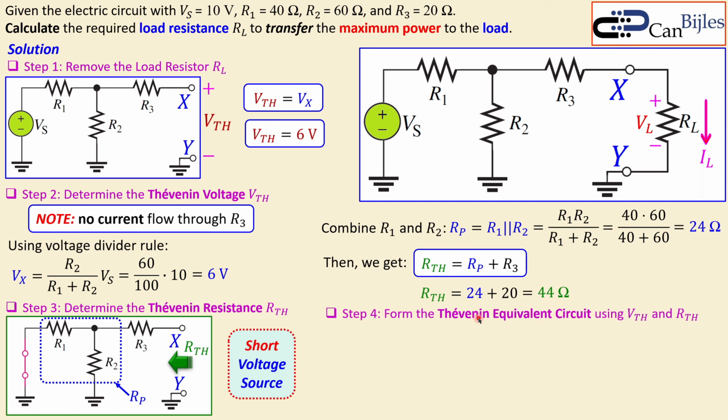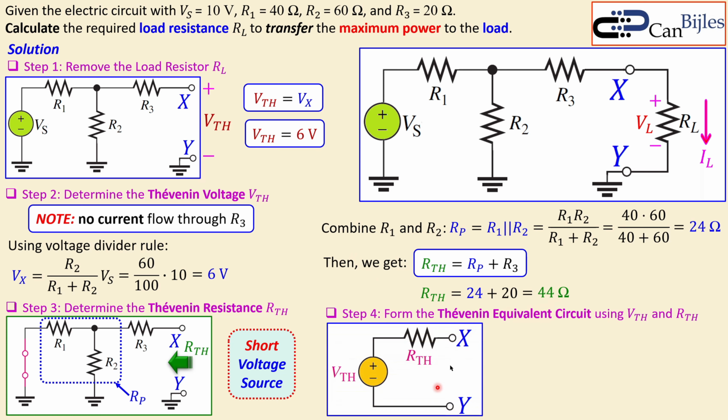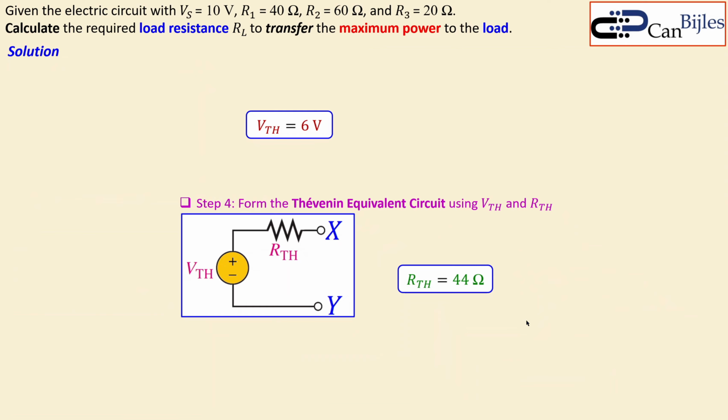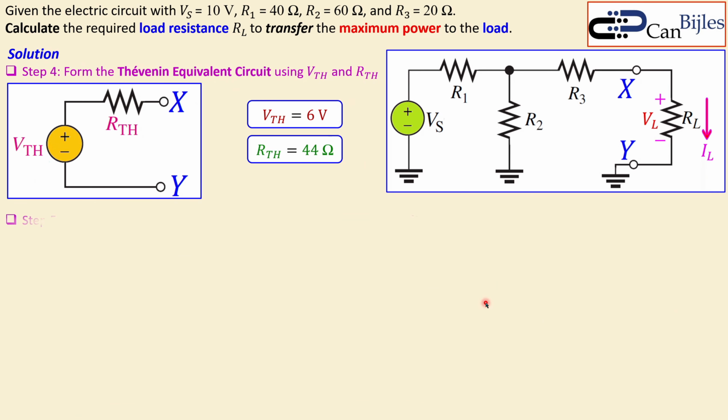Now we will form the Thevenin equivalent circuit using the VTH and RTH we have determined. This is the most important circuit, or equivalent circuit in this case, in order to get to the required load resistance, because we know it is 44 ohms. Now we can move on and say how much it is. That is of course very easy. We need to make the load equal to 44 ohms. That's actually our answer here. But let's move on and also see more details.